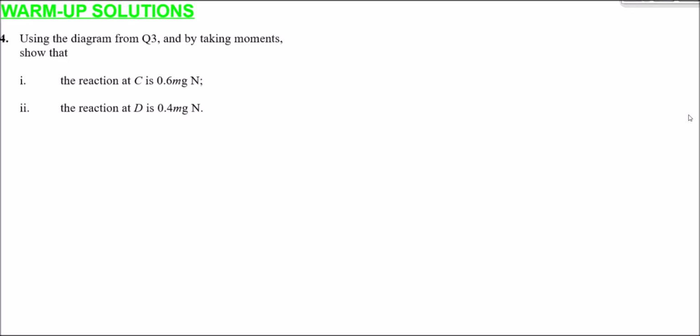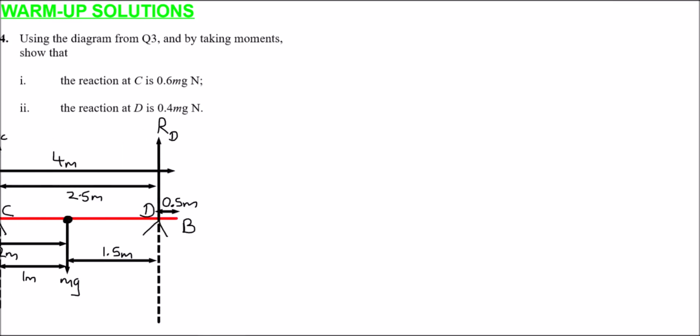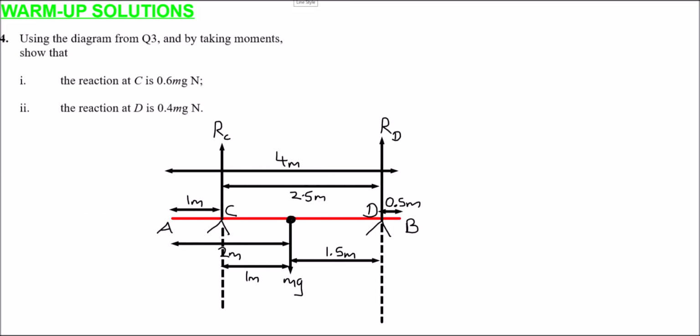So question 4 says, using the diagram we just constructed from question 3 and by taking moments, show that 1, the reaction at C is 0.6 mg newtons, and 2, the reaction at D is 0.4 mg newtons. So let's remind ourselves of the diagram we had from before. So that's where we got to.